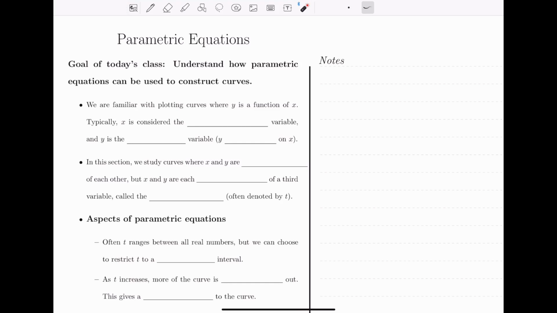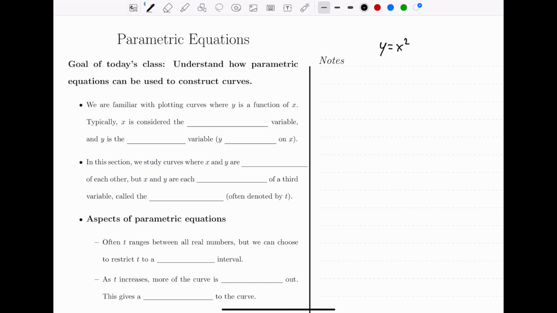In this section, we will see an introduction to the idea of parametric equations. So we want to understand how parametric equations work and how to use them. So think back to when you first learned how to plot curves. Maybe this was in high school, some algebra class, and think about plotting the curve y equals x squared.